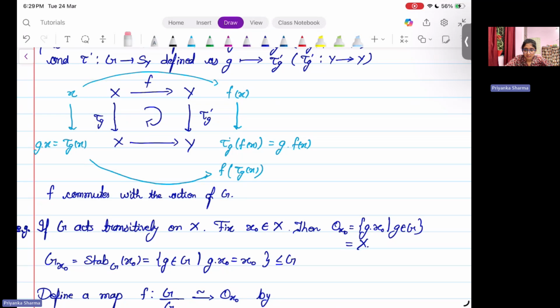Why? Because this tau dash g is a bijection from Y to Y, and we have a group action. So this g dot f of x is g dot some element of Y. So this is the group action on Y.